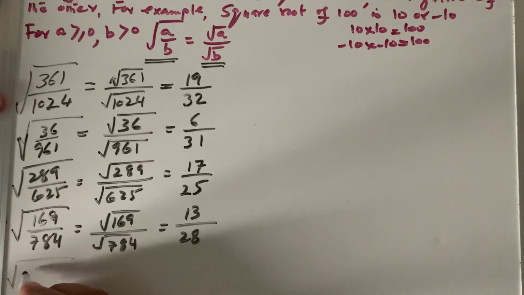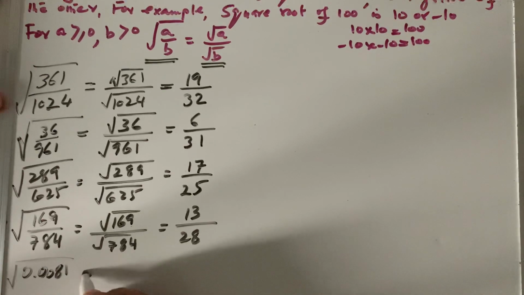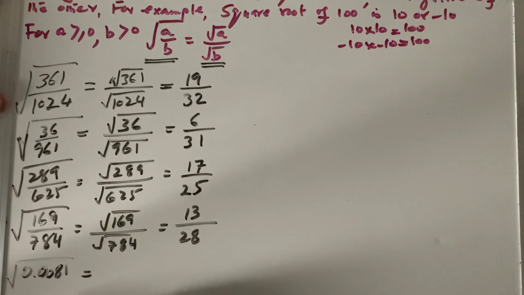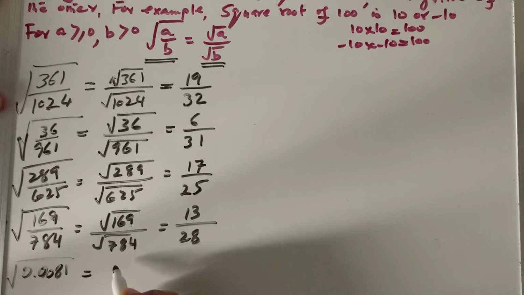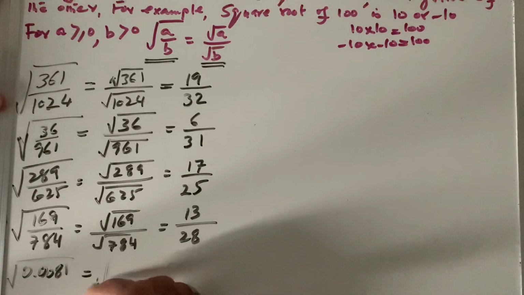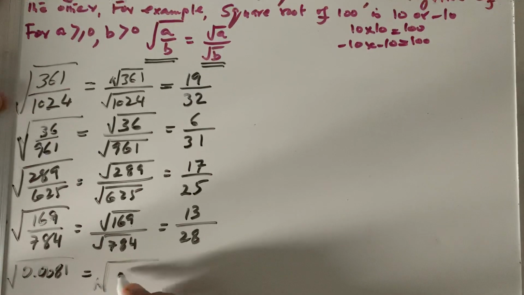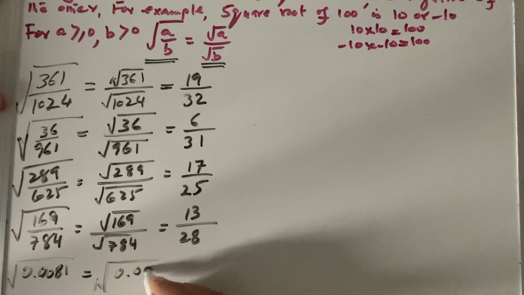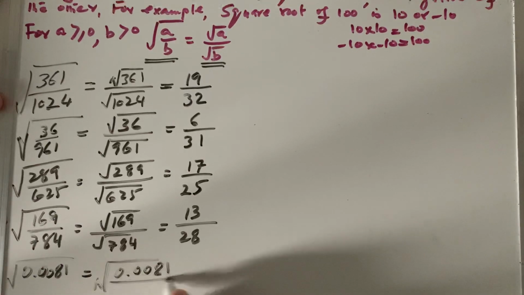169. Okay, so if it is in decimal, square root 0.0081. So we have to remove the decimal first, and then we have to see what the numbers are in numerator and denominator. So we can say how to remove the decimal. We learn one more time here a little background of it, so that we know how to remove the decimal.